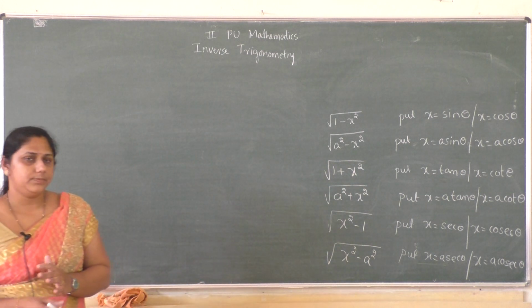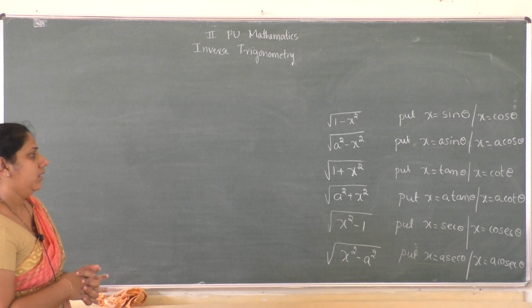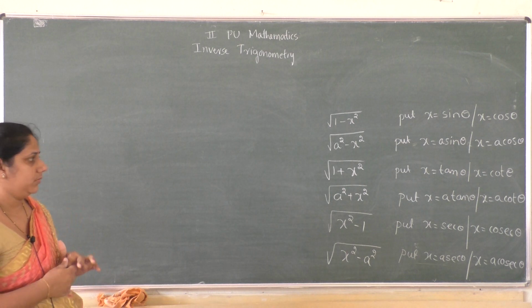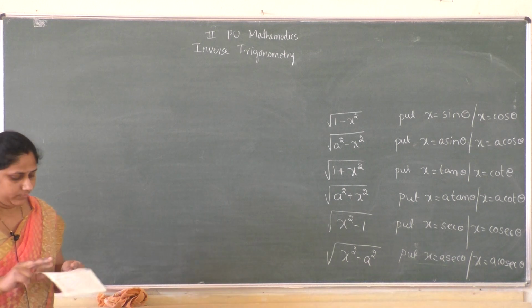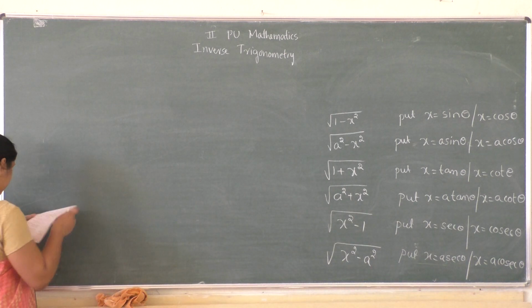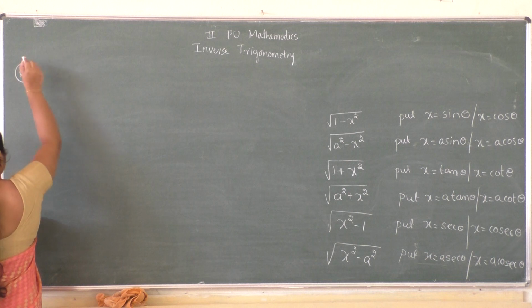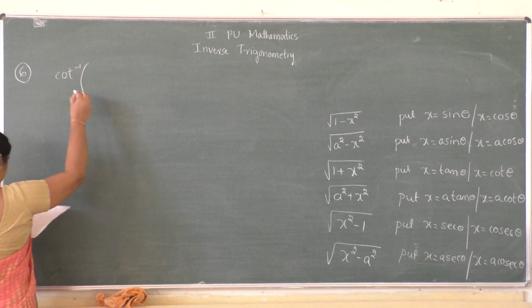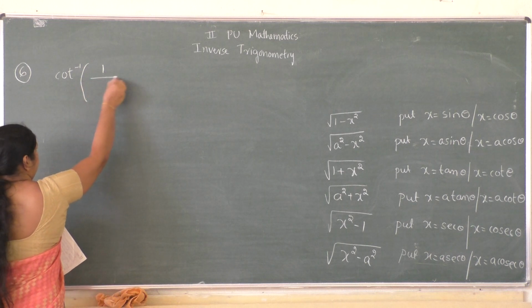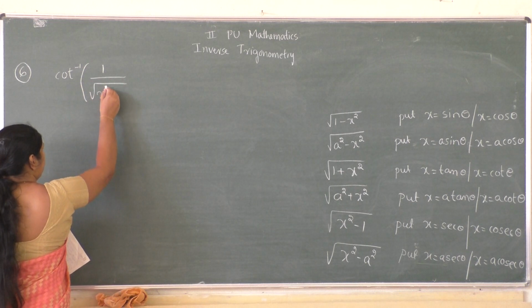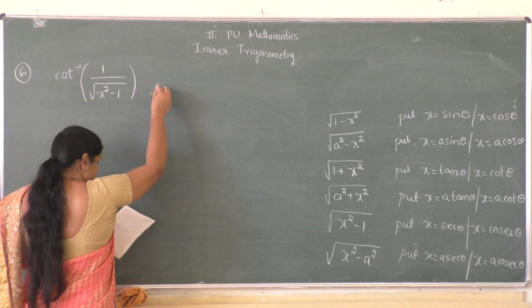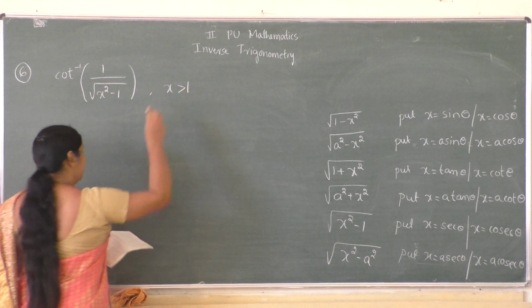These are the 6 types. These terms will be used in simplification problems. So I will write the next question. Question number 6. Simplify cot inverse of 1 by root of x square minus 1 where x greater than 1.